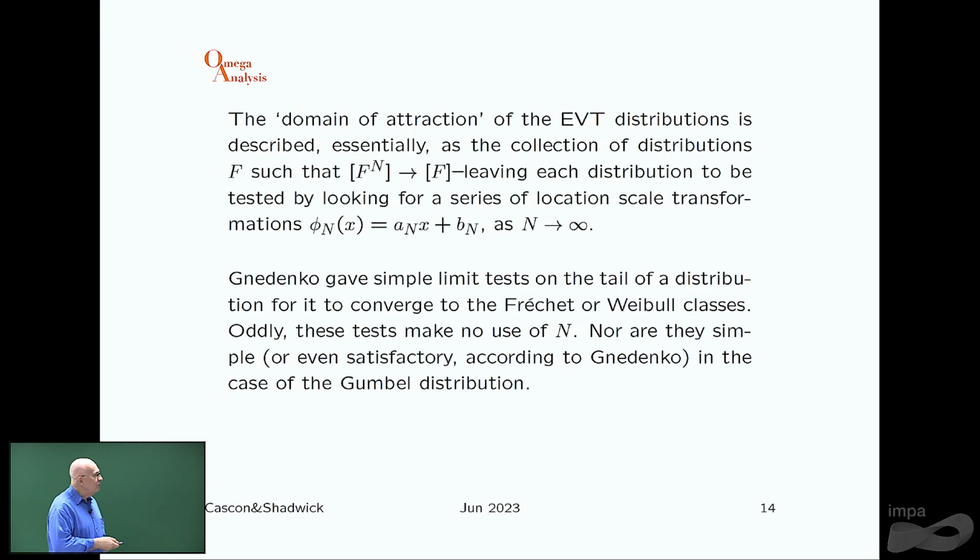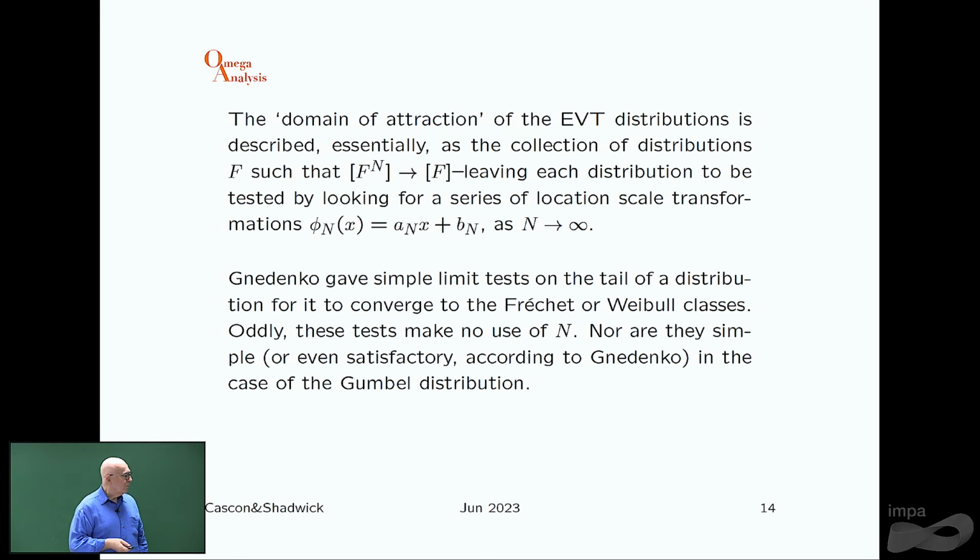So we started by looking at this from Fisher and Tippett's point of view. So they're looking for a series of location-scale transformations. And you'll see in the standard treatments, they'll give examples, and they'll show you what A_n and B_n are to make the limiting transformation. But for this to be useful, you need to have some much more powerful way of checking whether a given distribution belongs to one of these limits or not, rather than going and looking for a series of affine transformations.